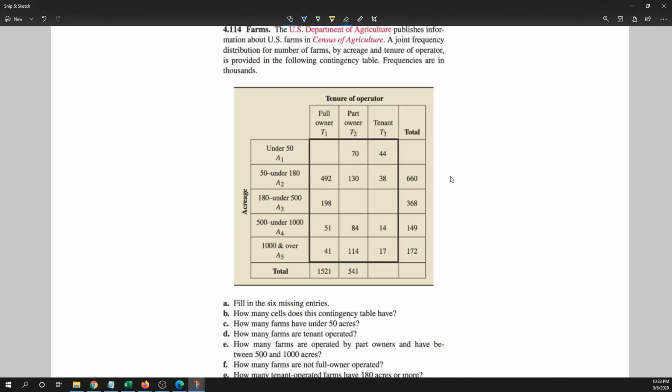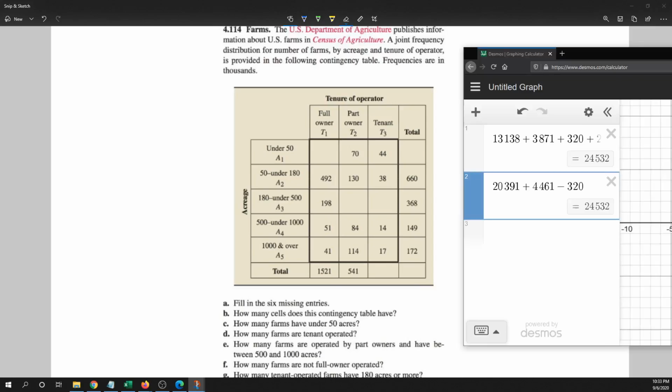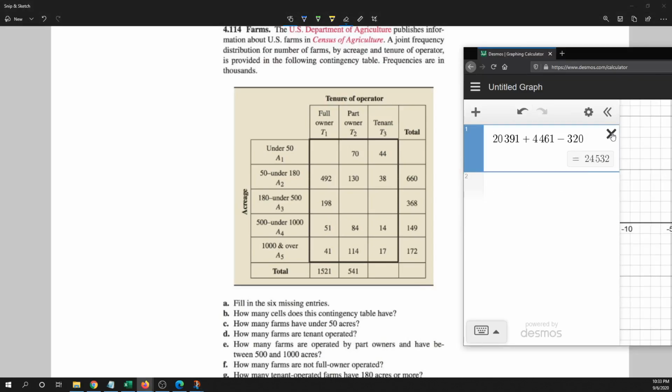Okay, so we need to fill in these entries here. So let's see. So I guess we will start here, right? So we need to fill in this cell right here. We know that the total of this column is 1521. So we need to subtract out 41, 51, 198, and 492. So 739.